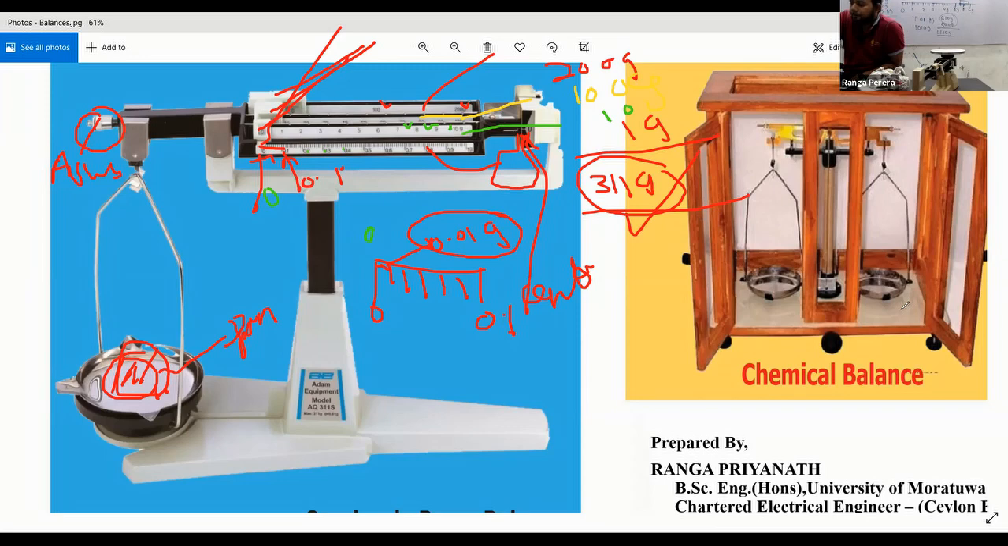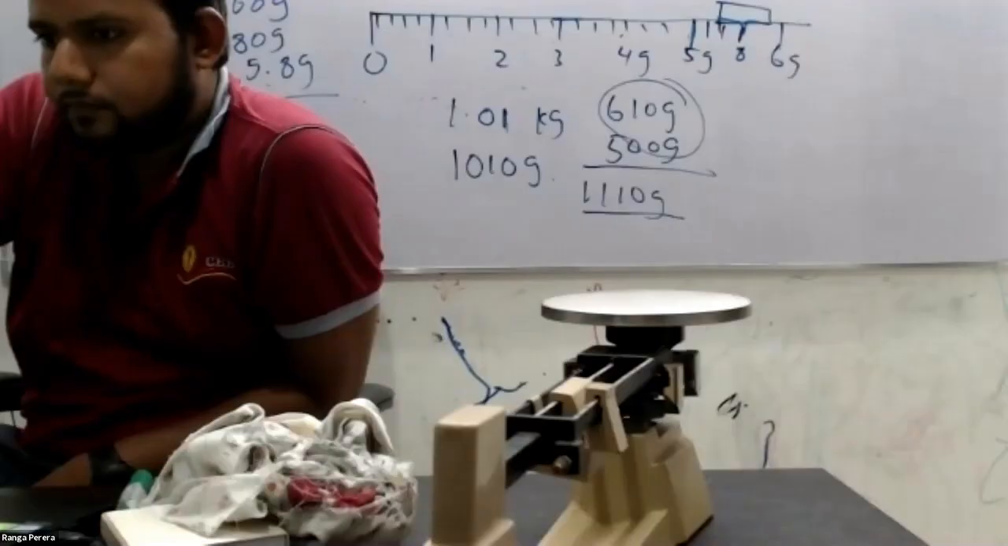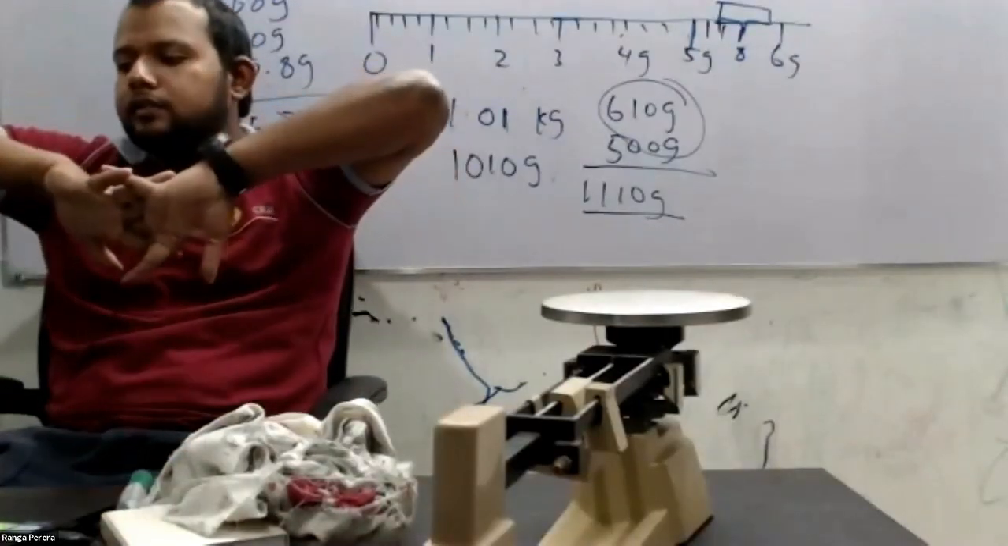Just write under that: four beam balance is a pan type one. It's not a type of platform. Pan type one. Its least count is 0.01 gram.